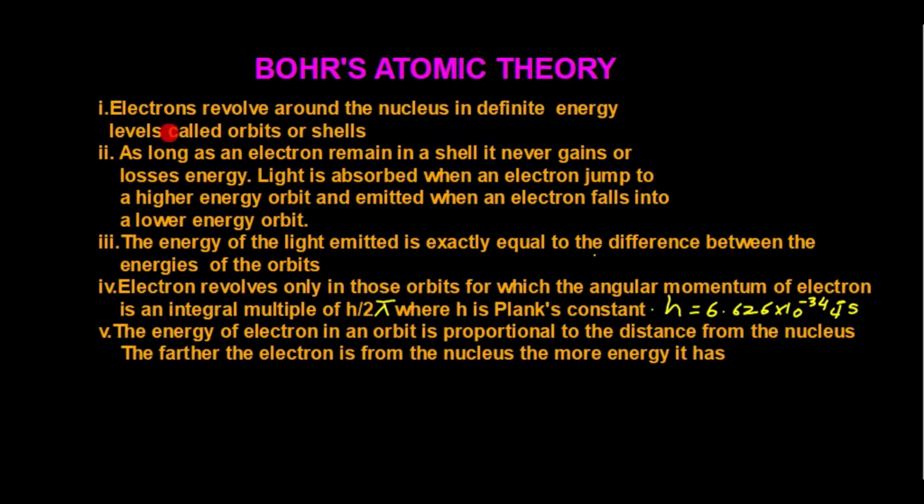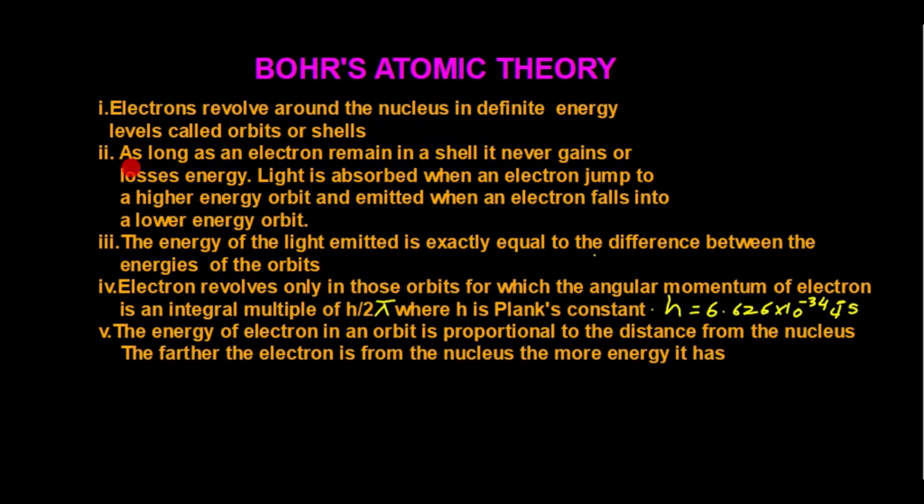The main postulates of Bohr's atomic theory are: electrons revolve around the nucleus in definite energy levels which are called orbits or shells. Electrons revolve around the nucleus in fixed energy levels. These energy levels are known as orbits or shells.